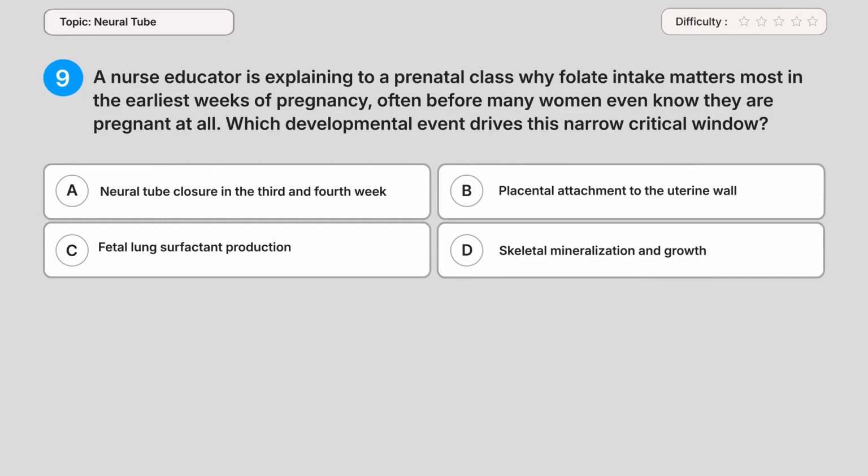9. A nurse educator is explaining to a prenatal class why folate intake matters most in the earliest weeks of pregnancy, often before many women even know they are pregnant at all. Which developmental event drives this narrow critical window? A. Neural tube closure in the 3rd and 4th week. B. Placental attachment to the uterine wall. C. Fetal lung surfactant production. D. Skeletal mineralization and growth.